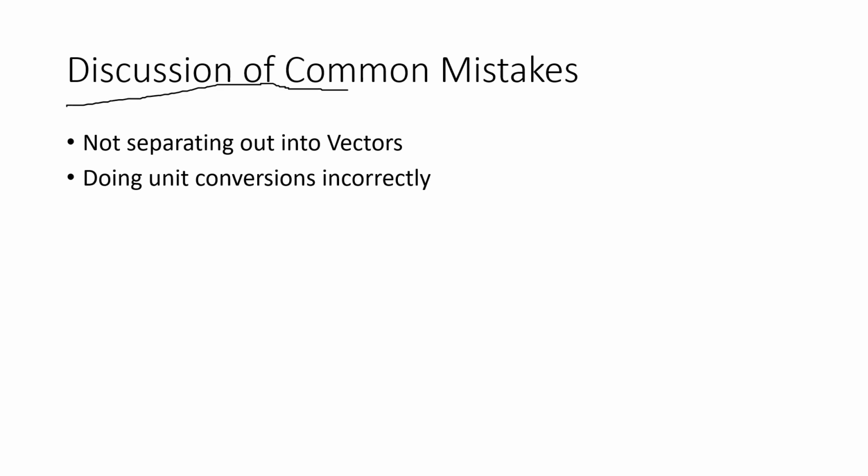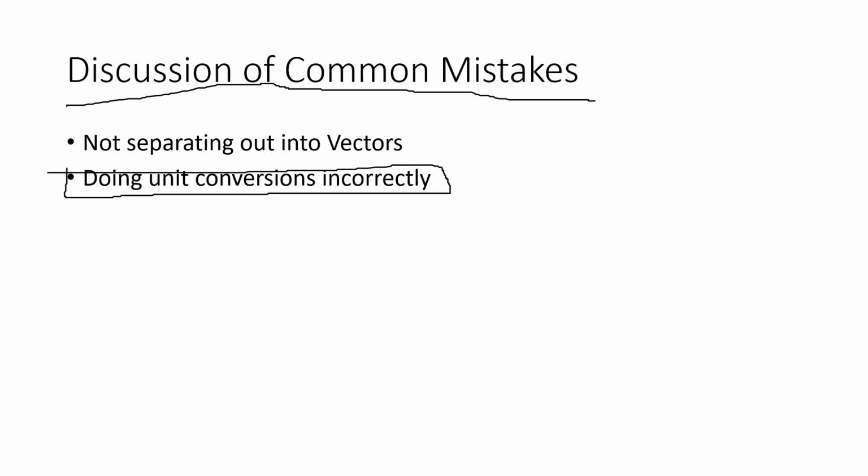There are a few common mistakes with this problem. One of the easiest mistakes to make is not doing unit conversions correctly. The other big mistake is not separating things out into vectors. You need to separate the x vector, the y vector, and the z vector. That's super important. If you don't do that, then your answer is not correct.